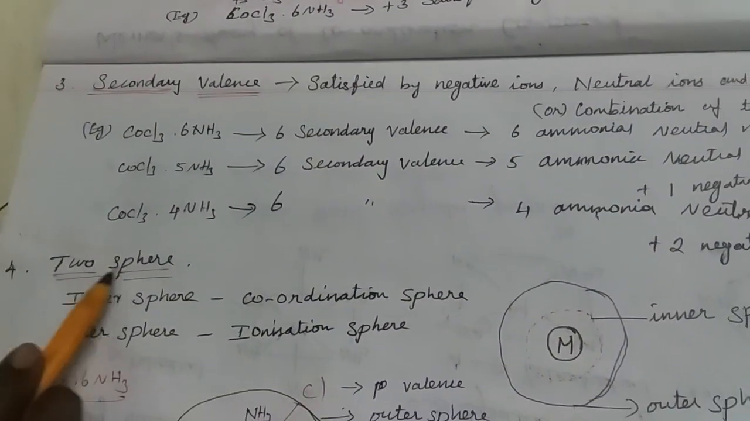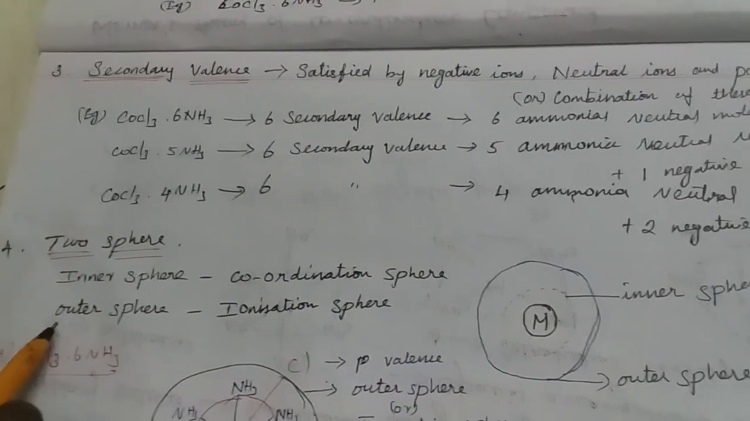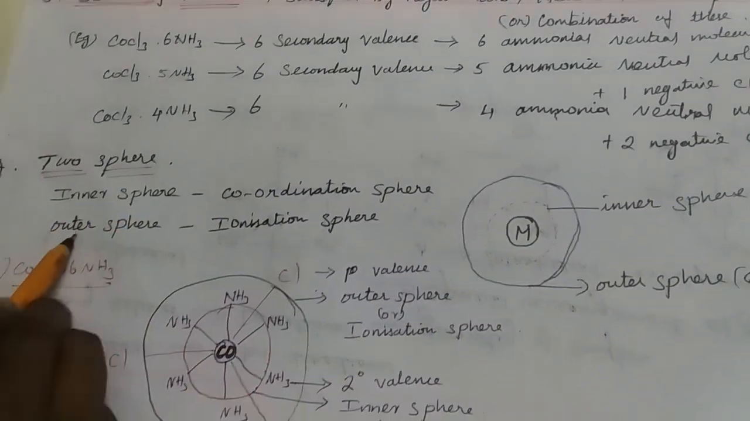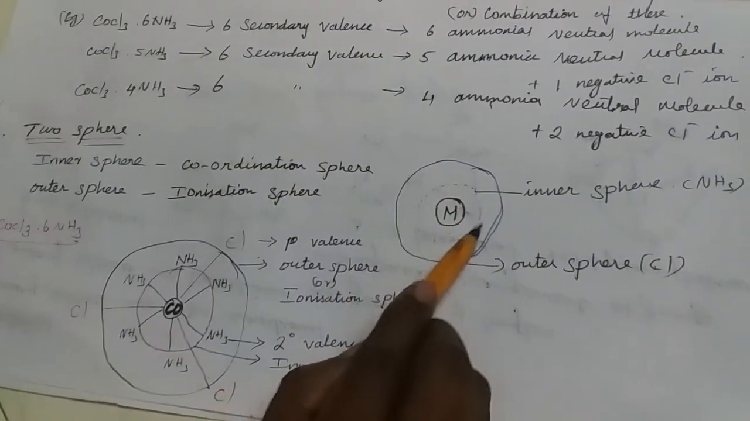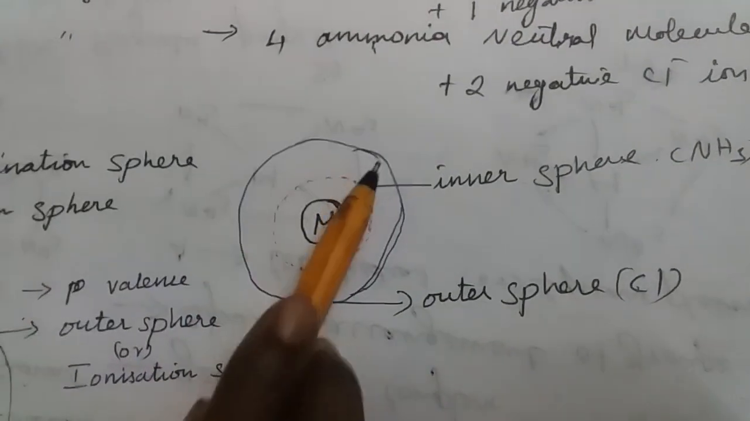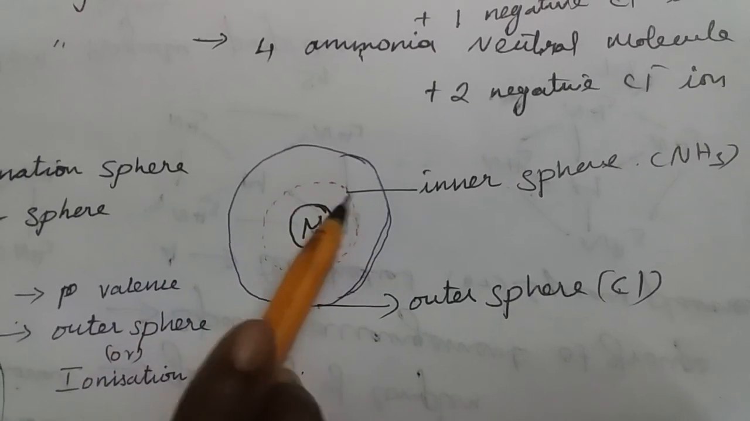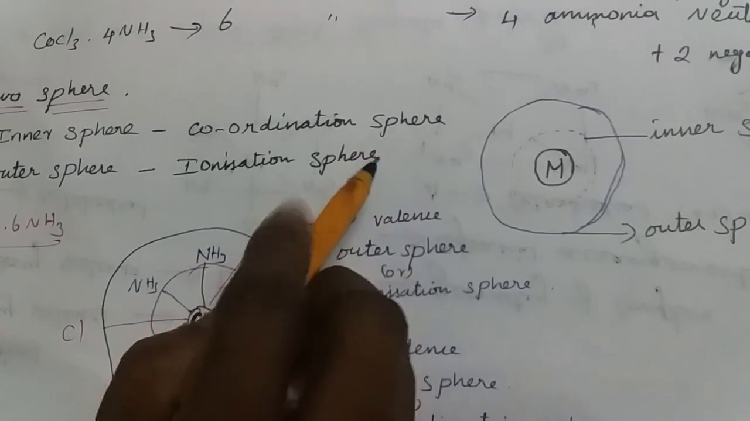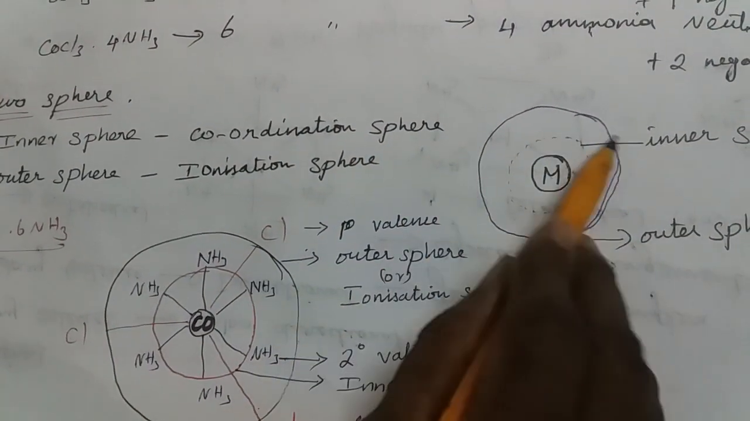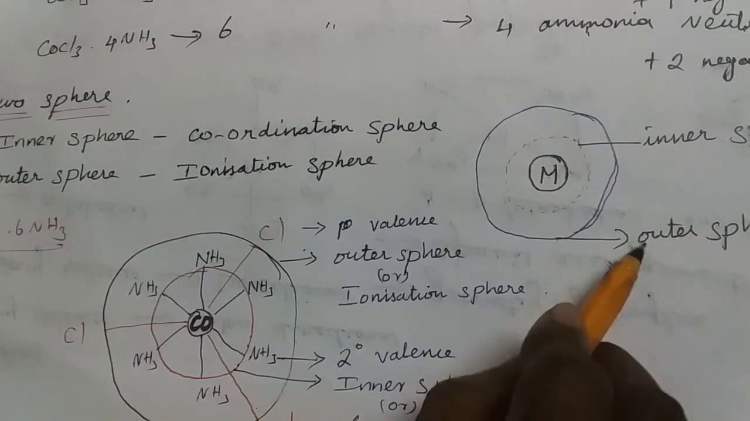Right? Next, the fourth one. The coordination sphere is of 2 spheres. The first one is the inner sphere, another one is the outer sphere. This is the metal. This is the inner sphere. This is the outer sphere. The inner sphere is otherwise called the coordination sphere. The outer sphere is otherwise called the ionization sphere.